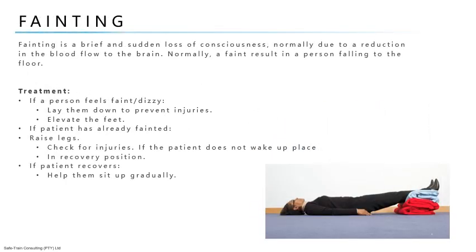Fainting. Fainting is a brief and sudden loss of consciousness, normally due to a reduction in the blood flow to the brain. Normally, a faint results in a person falling to the floor. The brain requires a constant supply of oxygen and nutrients. This supply is provided by the blood. There are numerous things that can interrupt this supply.